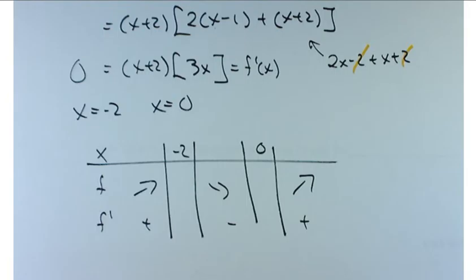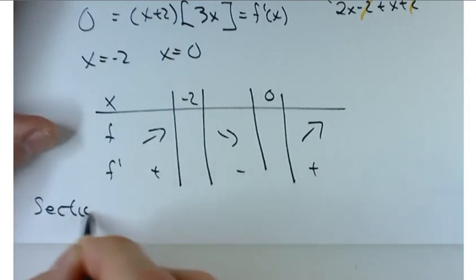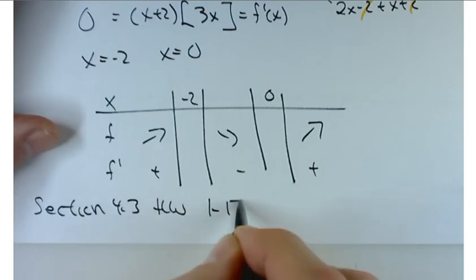Let me give you some homework. Back to almost. If I had forgotten the homework, then I would redeem myself. Section 4.3 homework: try 1 through 17, 21 through 39, 45, and 57 through 63.